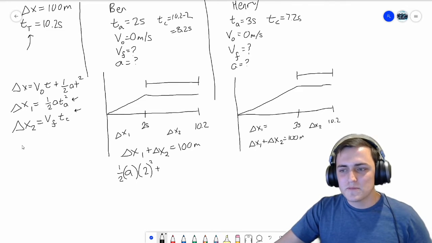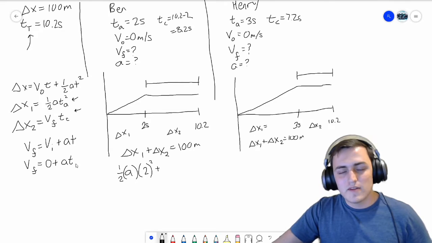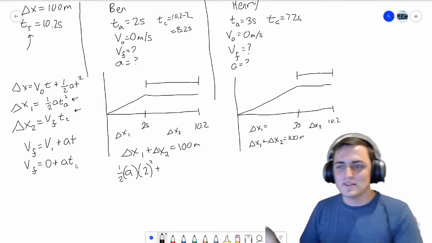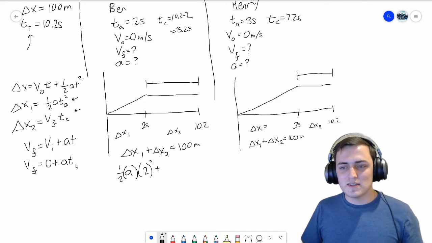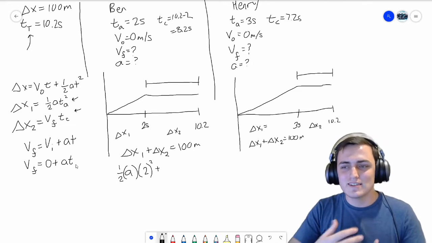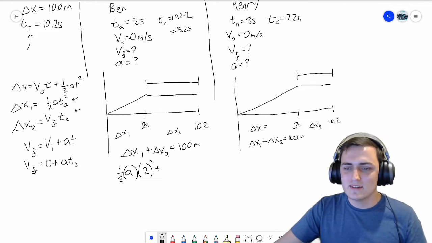So what we have to do is use the formula v final is v initial plus a times t. We see that v final equals v initial, which is 0, plus the acceleration times time. Now this time, is it time of constant speed? Is it time of acceleration? Is it total time? When we're looking at this, we're dealing with how long he's accelerating, right? How long is he accelerating? That is the acceleration time, t sub a.